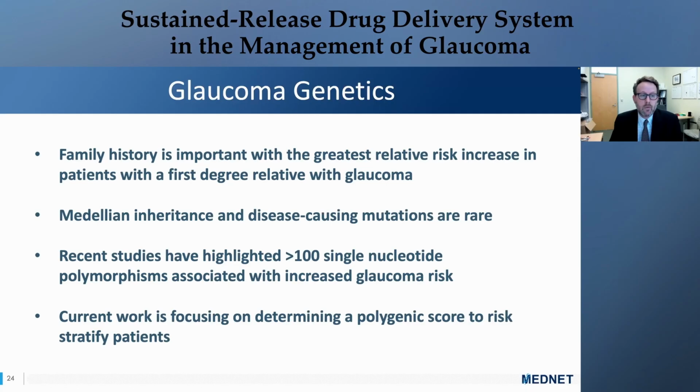But in the past decade, there have been recent studies that have highlighted over 100 single nucleotide polymorphisms, or SNPs, that have been associated with increased risk of glaucoma, elevated ocular pressure, and different features of the optic nerve head. So there's a lot of current work focusing on determining the significance of these SNPs. And there's been some very interesting work more recently on determining a polygenic risk score to risk stratify our patients, looking at multiple different SNPs to predetermine what their risk of developing glaucoma is down the road.